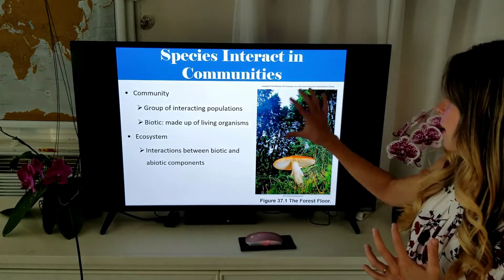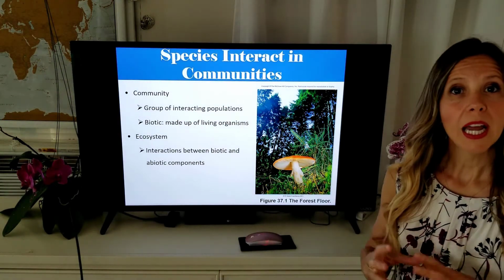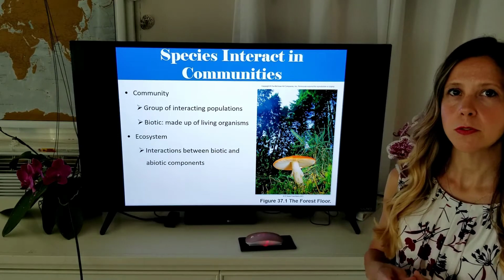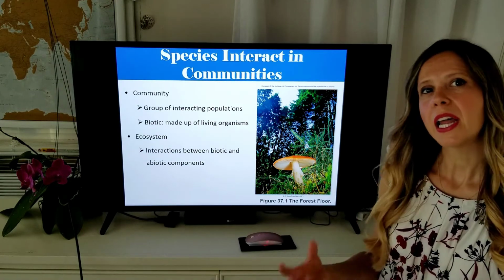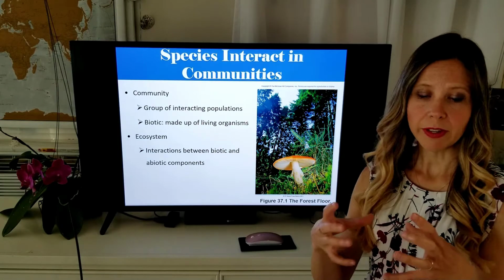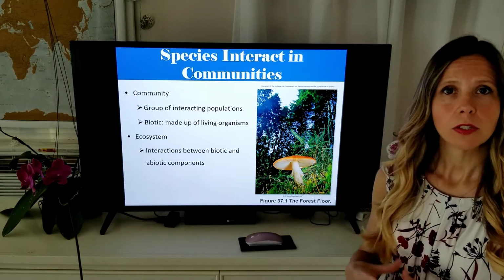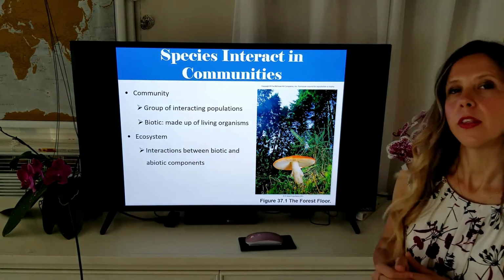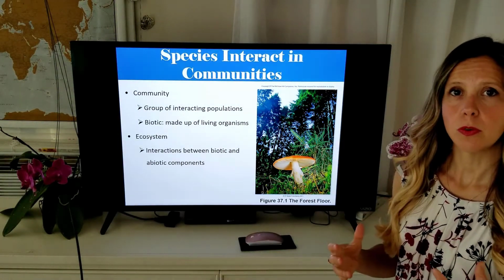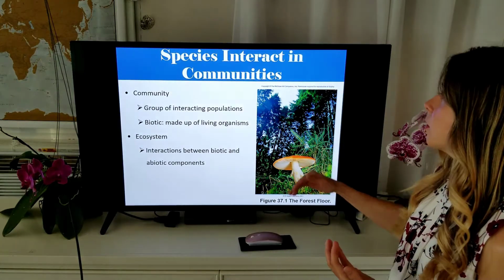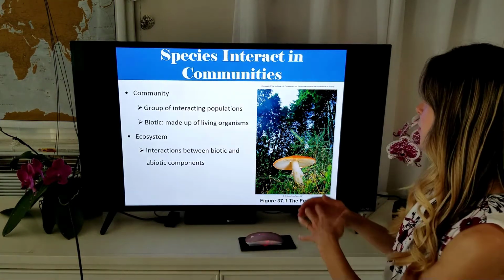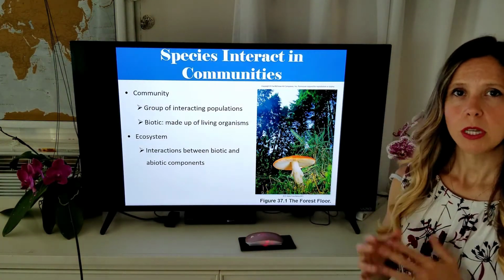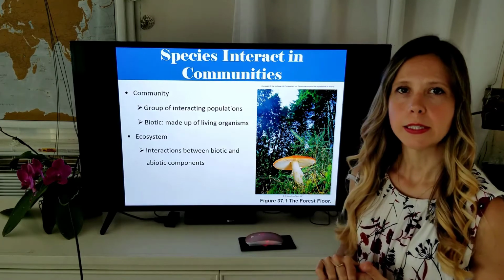So for example, if we had a look at this picture over here, we could have a community just on the forest floor, including all the plants growing on the forest floor and all the animals that live there. We could have a community of organisms living just inside a pool of water. So all the microorganisms or other organisms living just inside a pool of water on this forest floor. That community could also extend all the way up to the treetops. So we could include all the plants, animals on the ground, as well as all the way up to the treetops. So communities are going to vary in size.